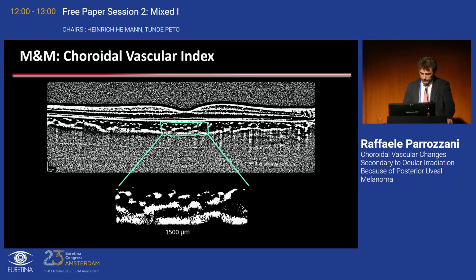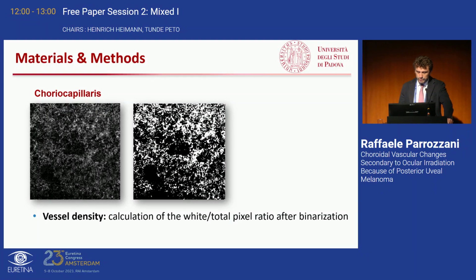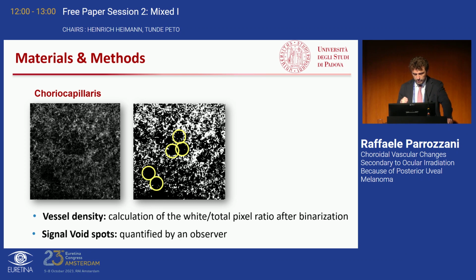In this area, you select the luminal area, that is the black area, and the stromal area, that is the white area. Doing that, you can obtain the choroidal vascular index, that is the black to total pixel ratio. We also used OCT angiography. You can see here the vessel density, which is the calculation, after binarization of the image of the choriocapillaris, of the white to total pixel ratio. We also looked in detail at what are called signal void spots, which are areas of no perfusion. These areas were quantified by an observer.